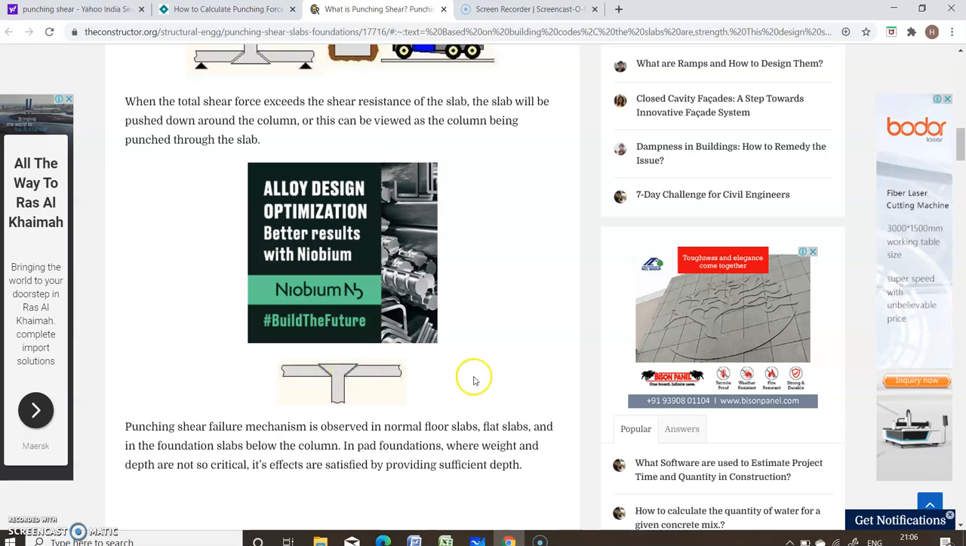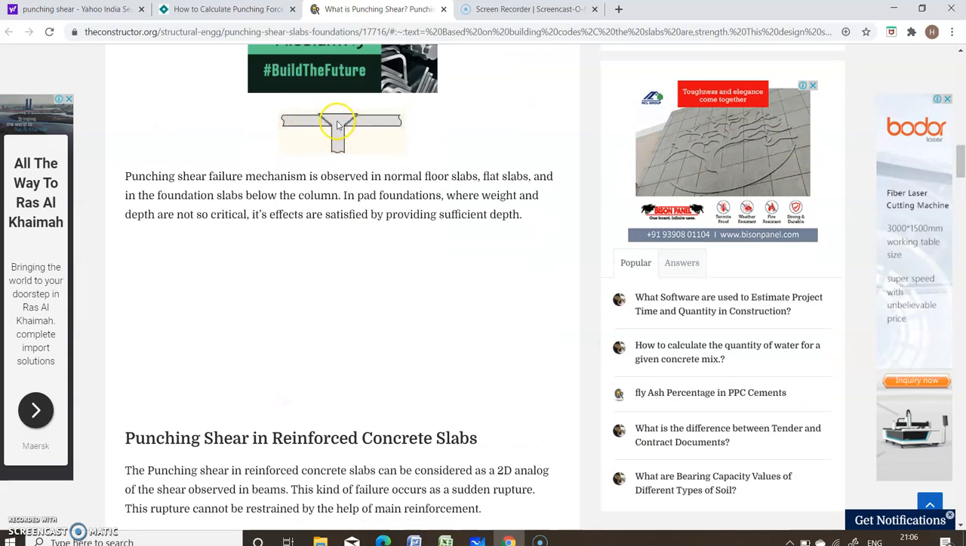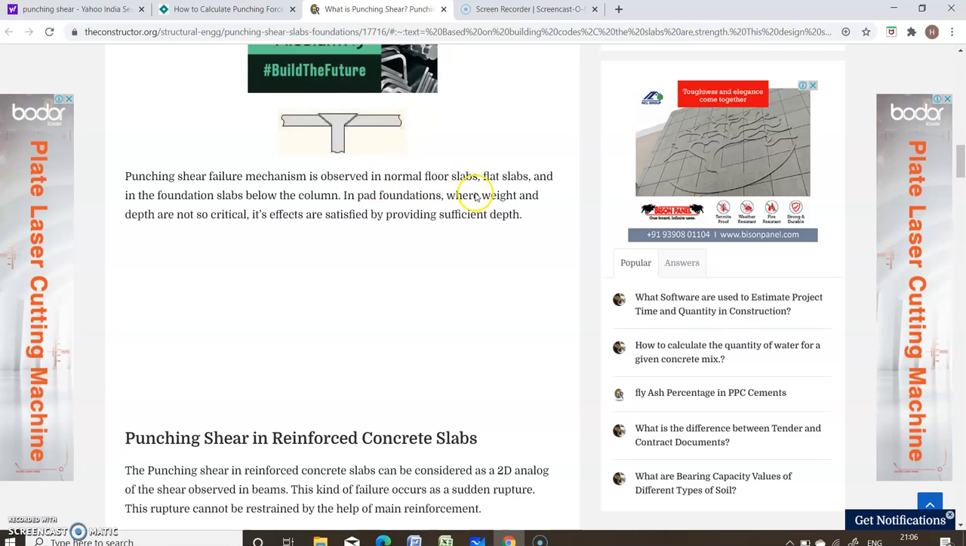Okay, so this is a column supporting a roof slab. As a result of this concentrated load on the column from the top stories, the column will punch through the slab. So the punching shear failure mechanism is observed in normal floor slabs, in flat slabs, and in the foundation slabs below the columns.